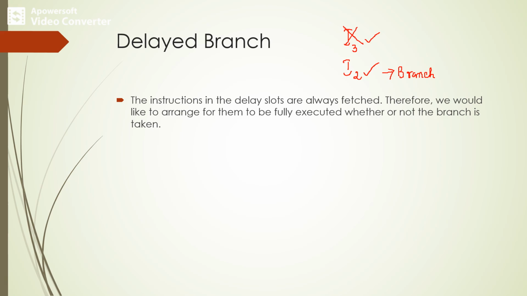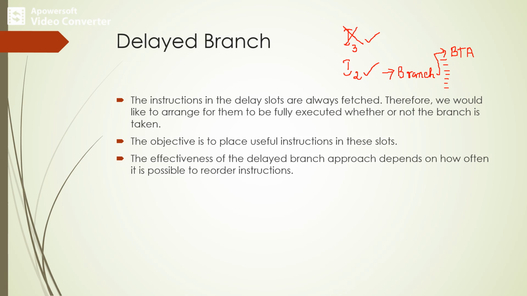For a branch instruction, we always have to take the branch target address here. So now the processor will start executing the instructions from the branch target address. The location following a branch instruction is called the branch delay slot.